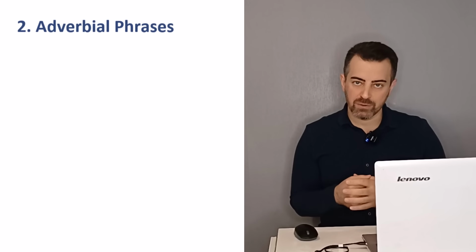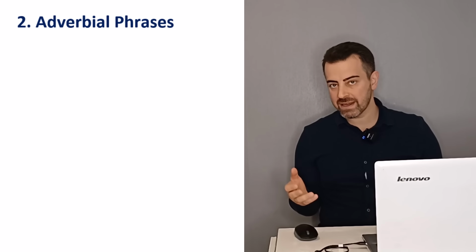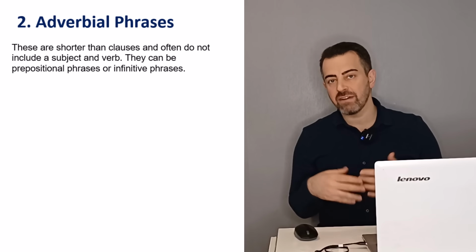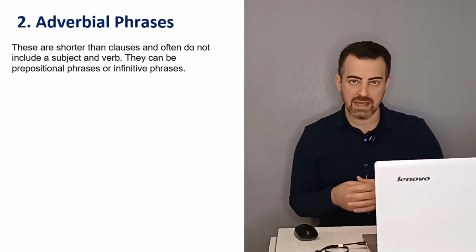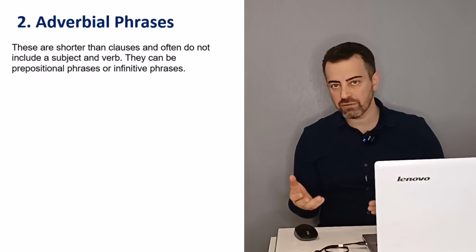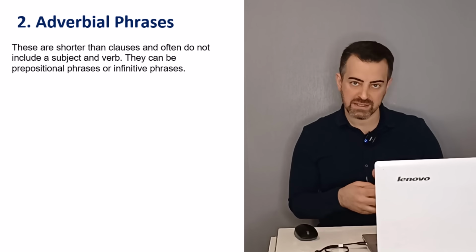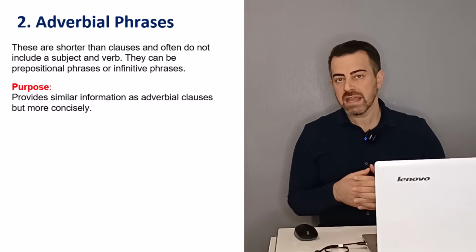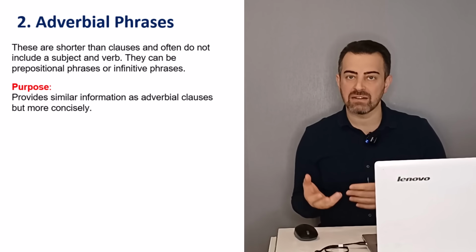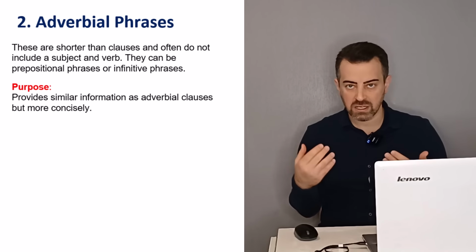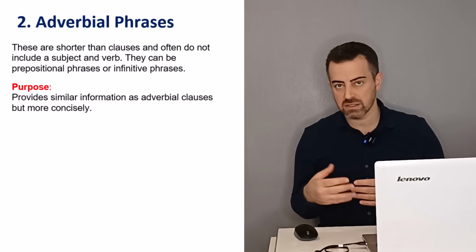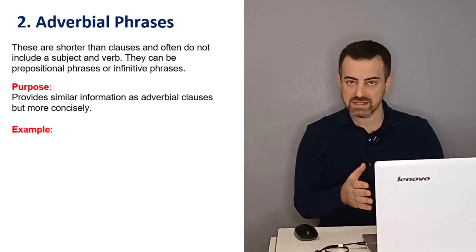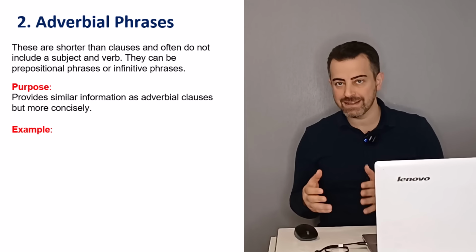And what about adverbial phrases? They are shorter than adverbial clauses because they don't have the subject and the verb. They convey the meaning in a shorter way. They can sometimes be prepositional phrases, sometimes infinitive phrases. I will clarify in examples. They have the same purpose as adverbial clauses, talking about the condition, talking about the reason, etc. I want to give you some examples to make sure you understand what I'm saying by adverbial phrases.